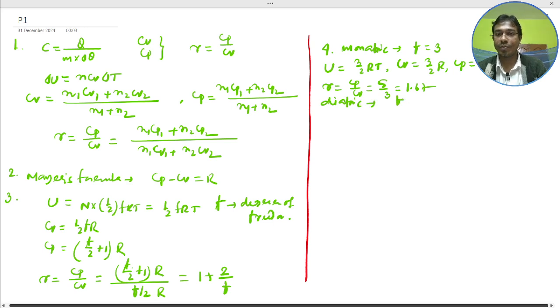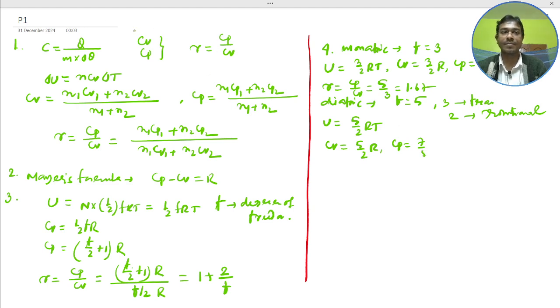Next, for the diatomic gas molecule, f equal to 5, because 3 translational and 2 rotational. For that case, U would become 5 by 2 RT, Cv is 5 by 2 R, and Cp is R plus that, since Cp minus Cv equal to R, so 7 by 2 R. So gamma, Cp by Cv, would become 7 by 5, so 1.40.